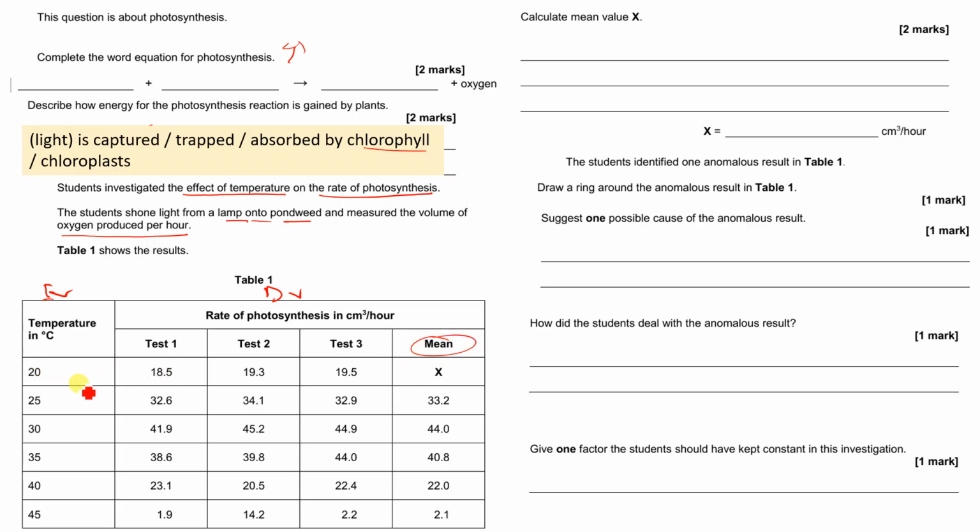Now the first question is, complete the mean value for x. If you want to calculate the mean for x, you add the 3 tests and you divide by 3. So it will be 18.5 plus 19.3 plus 19.5, divided by 3. It will give you 19.1 centimeters per hour. That's it.